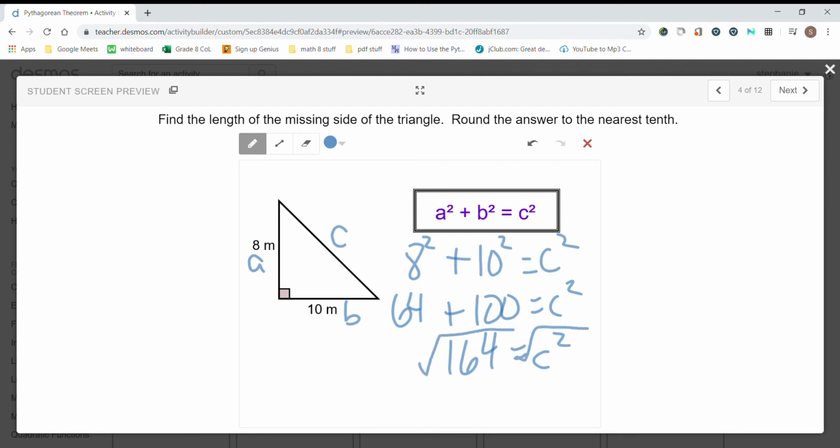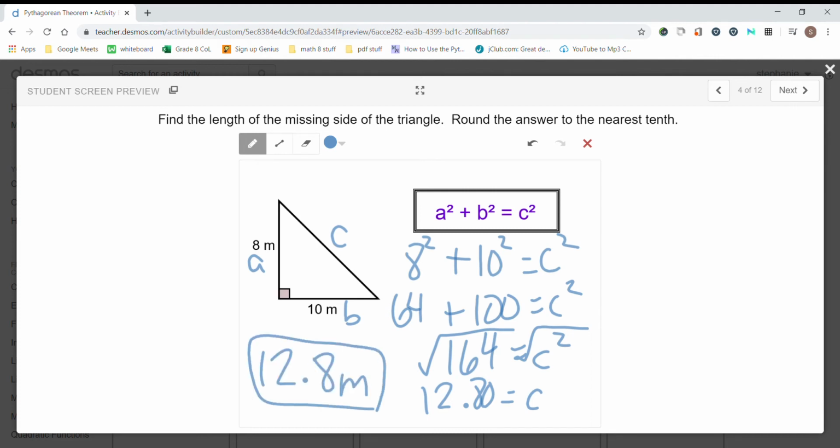Taking the square root of 164 is 12.80. So again, round to the nearest tenth. Well, 8's in my tenths place, 0 is next door. I am just going to keep it at 12.8 and label meters. So that would be what my hypotenuse would be.